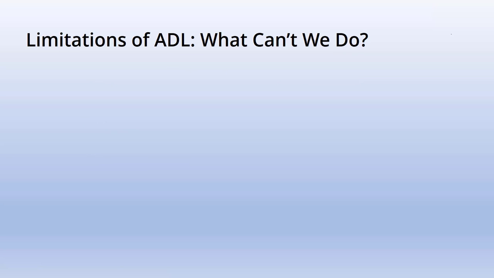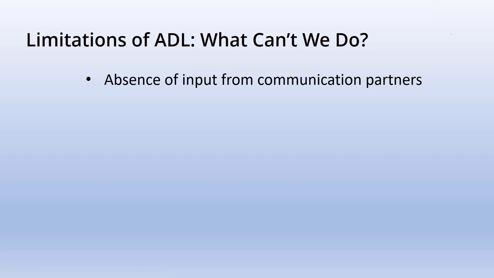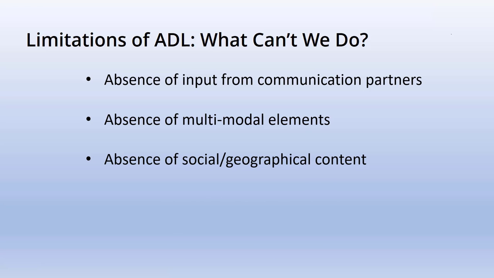Now, there are some limitations of automated data logging, so let's look at the sort of things that we can't do with this. The first is that there's an absence of input from communication partners. So what we're seeing is just some raw data, but we're not seeing what's going on at the other side of the conversation. Next is there's an absence of the multimodal elements. So we're not seeing any gestures, facial expressions, or any of these non-spoken events. There's also an absence of social and geographic content. We don't always know when we see the data where somebody was and what they were doing. Sometimes we do, but other times we can't know that.